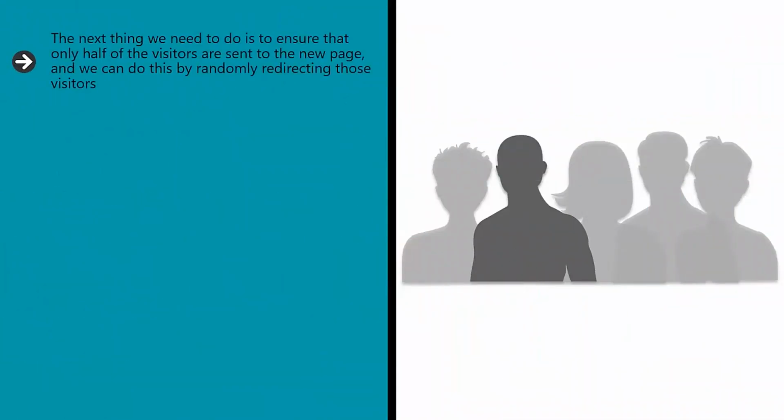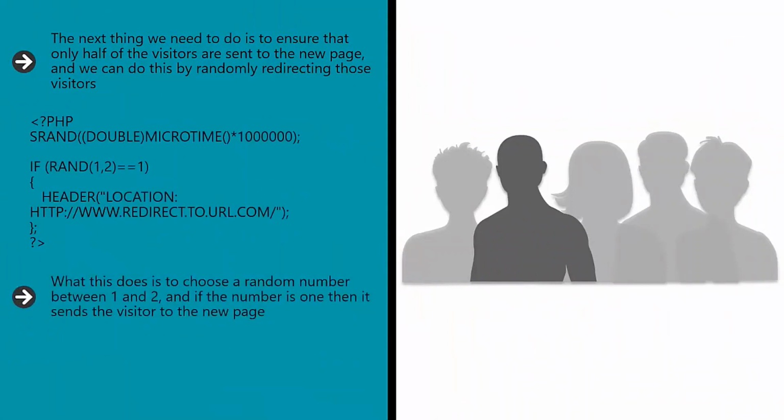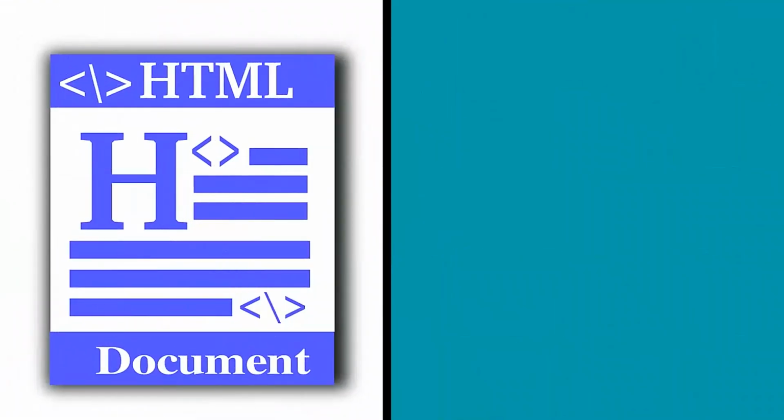The next thing we need to do is to ensure that only half of the visitors are sent to the new page, and we can do this by randomly redirecting those visitors. What this does is to choose a random number between 1 and 2, and if the number is 1, then it sends the visitor to the new page. If not, they stay where they are. This works by using a timer to choose the number, hence the need for the microtime part. You don't really need to know how this works though, only that it does work.